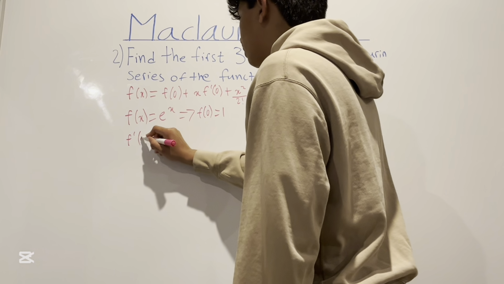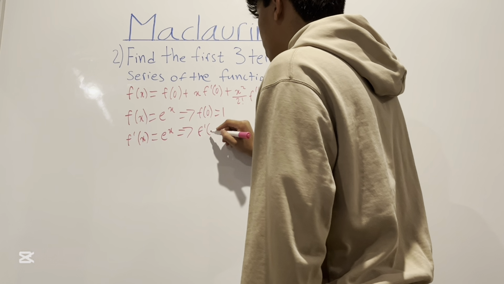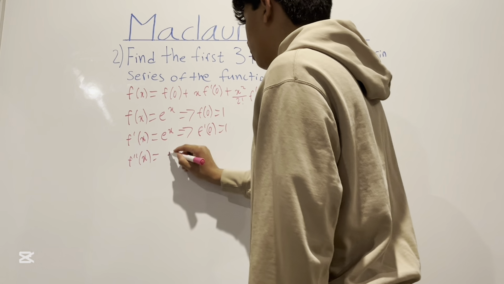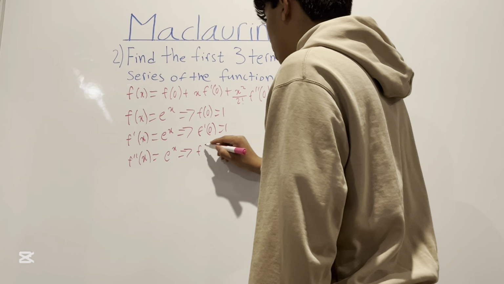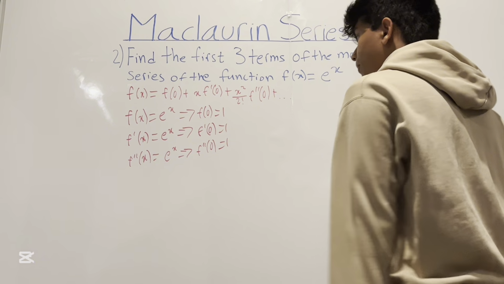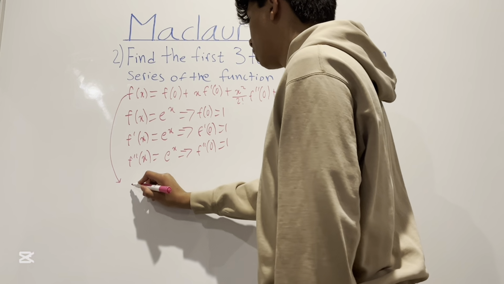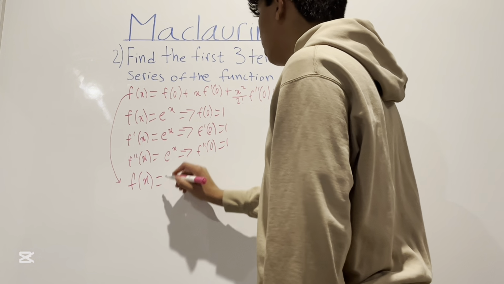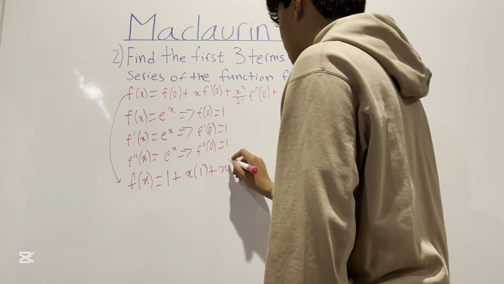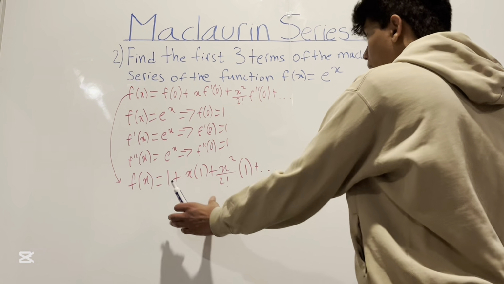And f prime of x, so the derivative of e to the x is e to the x. So f prime of 0 is 1. And the same thing is going to be for the second derivative as well. Equals 1. Now all we have to do is plug it back into the Maclaurin series. So we'll draw another arrow here. F of x is equal to f of 0, which is 1, plus x times 1 plus x squared over 2 factorial times 1, and so on. All we need is the first three terms.